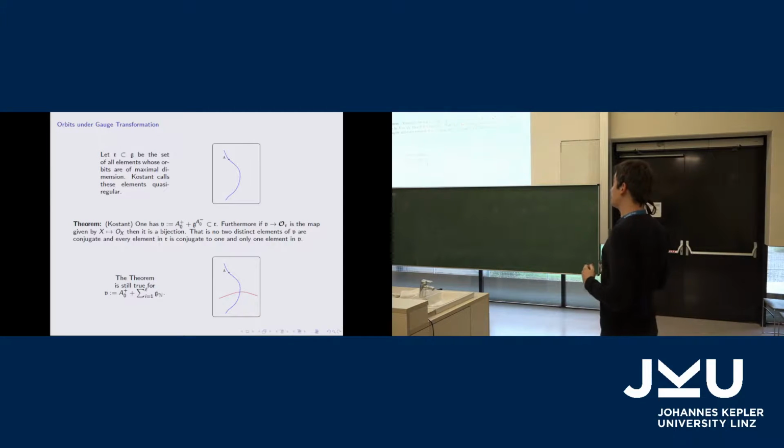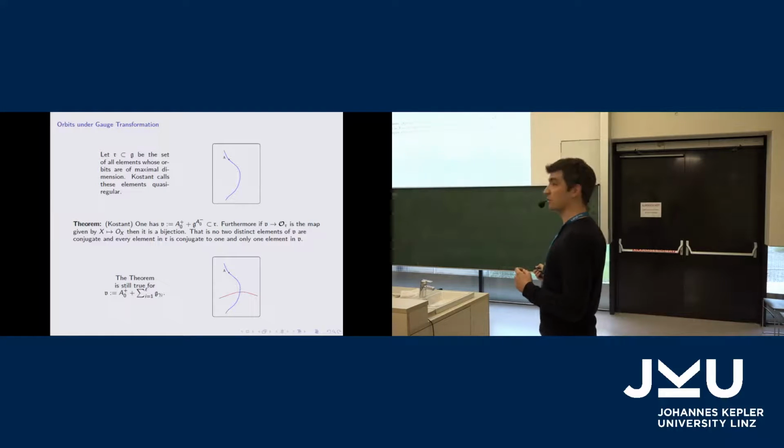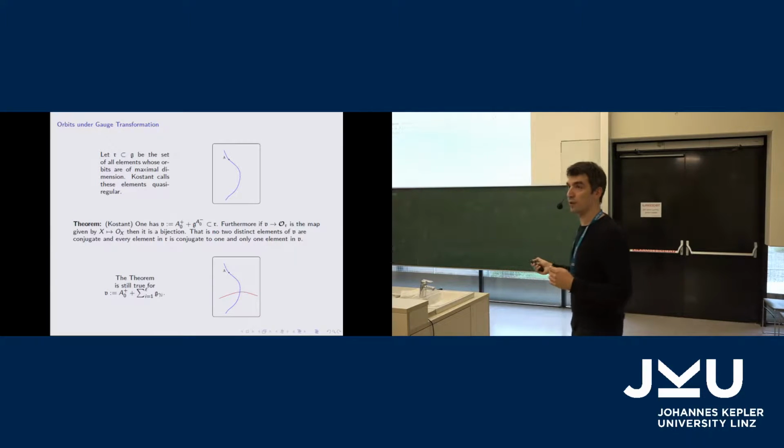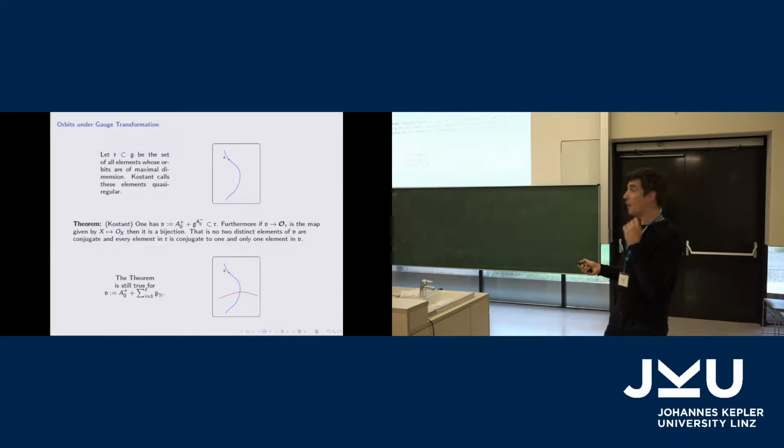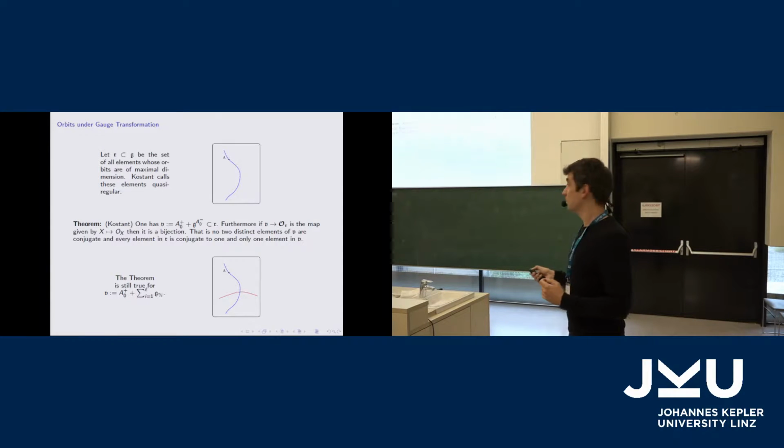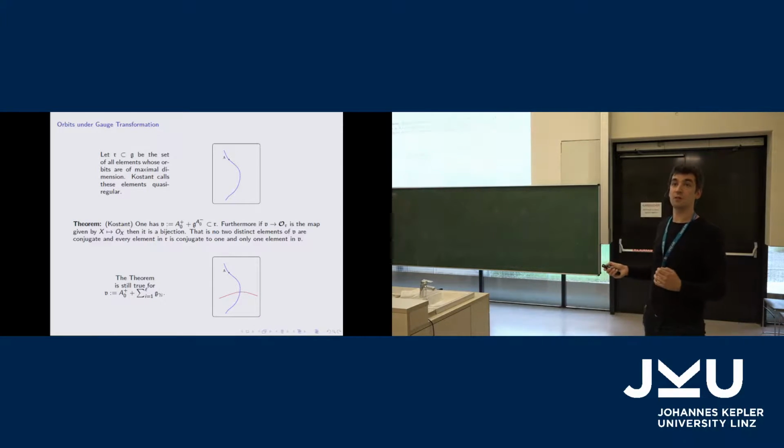Furthermore, the map sending an element of this set to the set of orbits of all regular elements is a bijection. So two distinct elements of this fraktur V are not conjugate, and every element in R is conjugate to one and only one element of this subset. So the amazing thing now is we can substitute this thing here by the root spaces we used for the parameterization of our equations. And the theorem is still true.